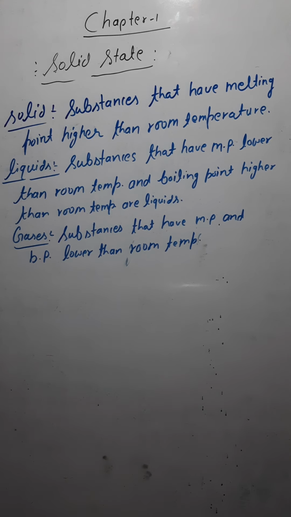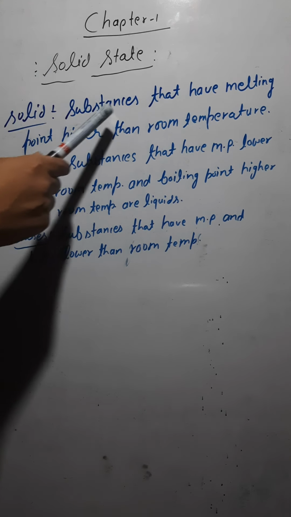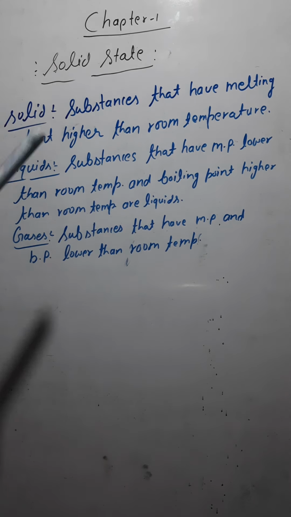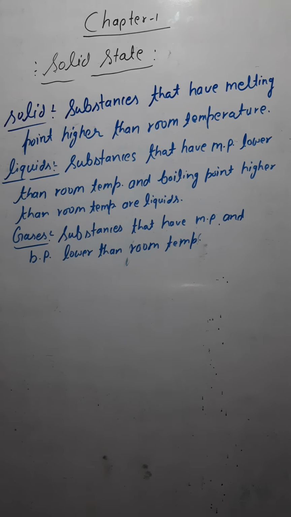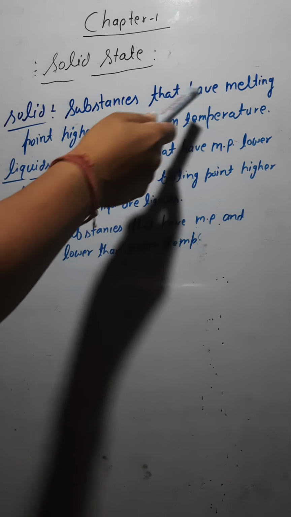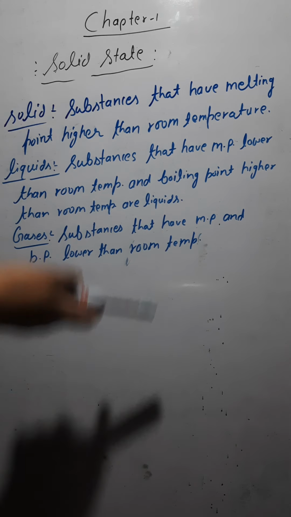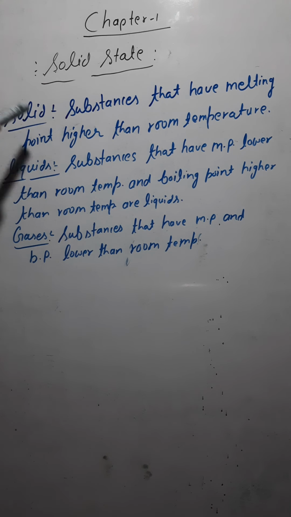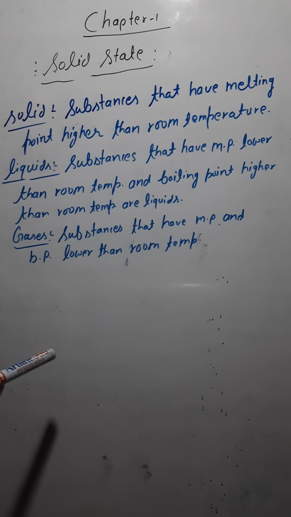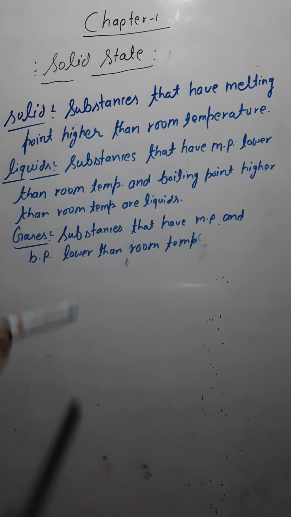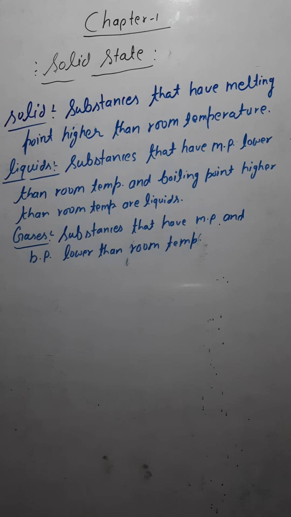The new definition is: solids are substances that have a melting point higher than room temperature. Room temperature is around 25 degrees Celsius. So substances that have a melting point more than 25 degrees Celsius, more than room temperature, we call solids. Getting it? So from today you know a new definition for solids: substances which have a melting point higher than room temperature.